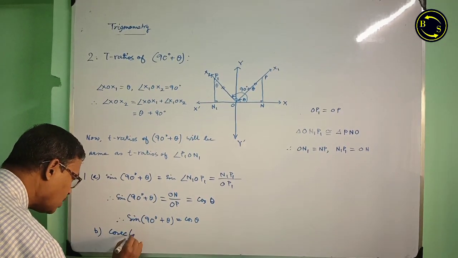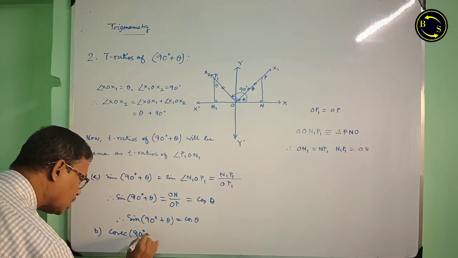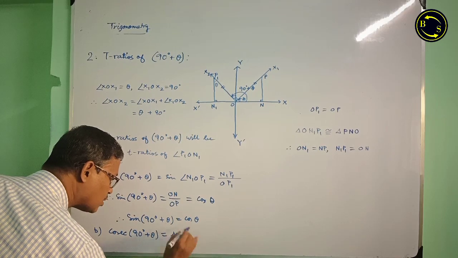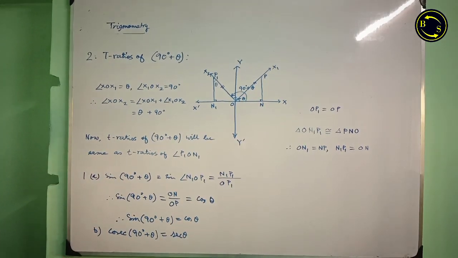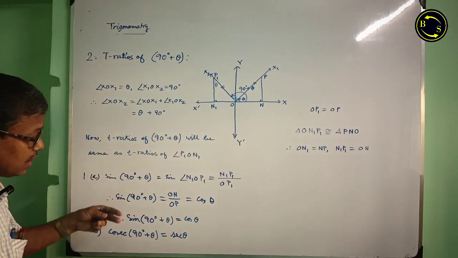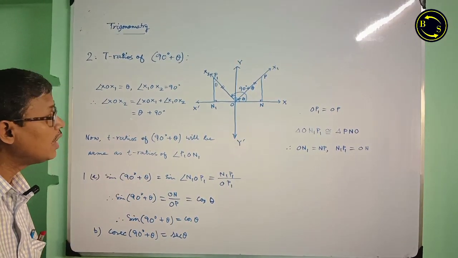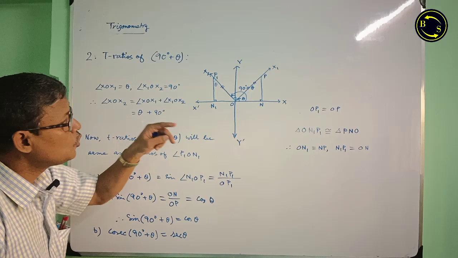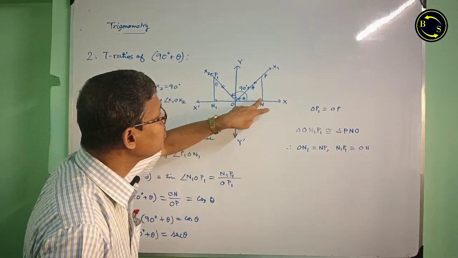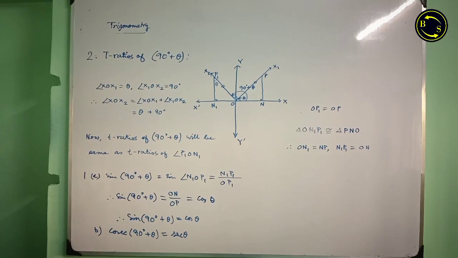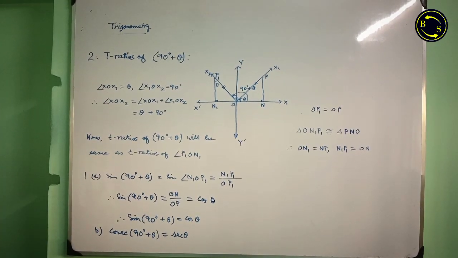cosec of 90 degree plus theta will be equal to sec theta. You see, we are finding trigonometrical ratios of 90 degree plus theta with respect to the angle theta of the original triangle ONP, which is drawn within the first quadrant.